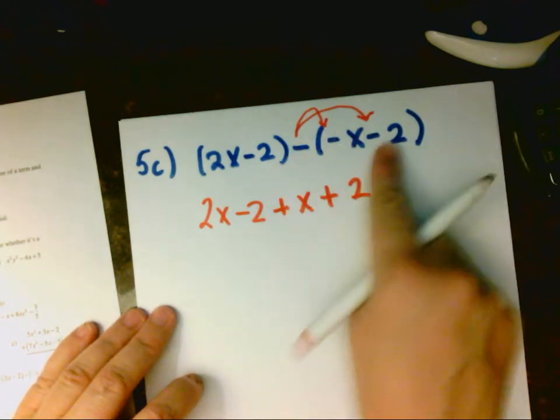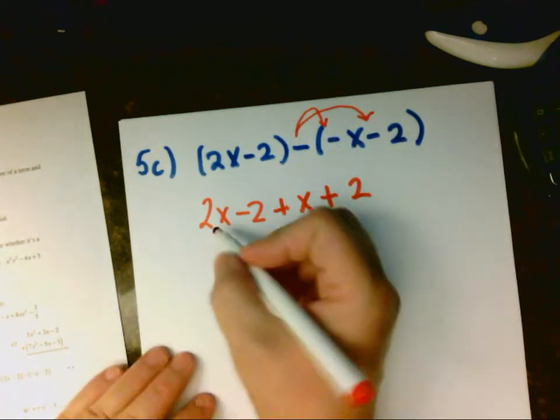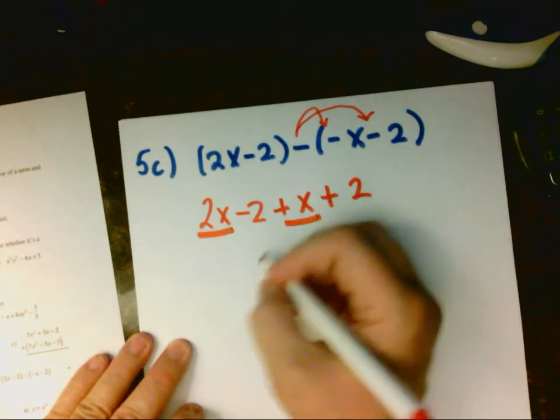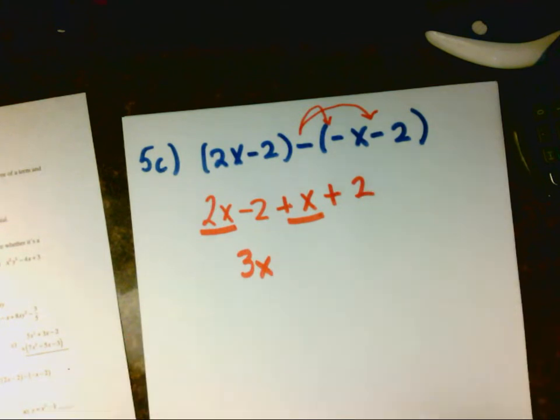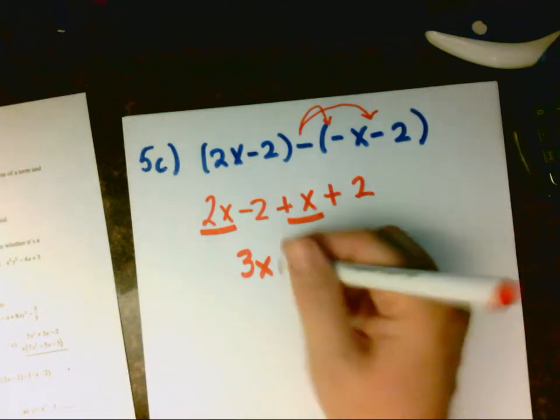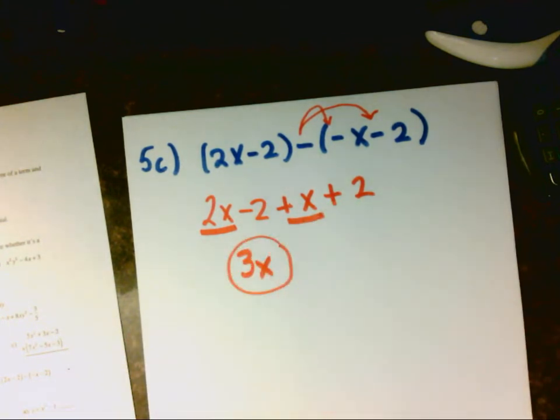Now that I've put that all the way through, I can simply combine my like terms. Here are the x's, giving us a total of 3x. We have a minus 2 and a plus 2, which cancel out and make 0. So this would be simplified. After we subtract, that would be the answer.